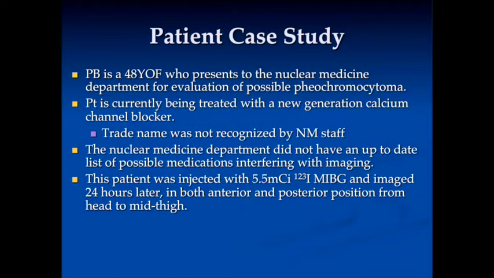This was a patient that we actually saw at IU. 48-year-old female who presented with a possible pheochromocytoma, and they wanted to evaluate location. It turns out that she was being treated with one of the newer generation calcium channel blockers at the time, and the resident who did the review of the medications did not recognize the name, nor did anyone else in the nuclear medicine staff. The biggest reason was they didn't really have an up-to-date listing of medications that interfered with imaging. And so the patient was given I-123-MIBG, brought back 24 hours later to do some imaging, and this is what they saw.